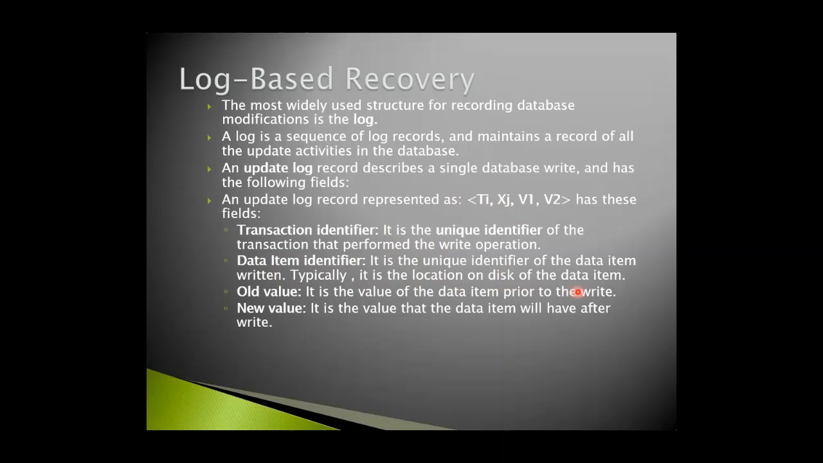It is the unique identifier of the data item written. Typically, it is nothing but the location on disk of the data item. So, where exactly that particular data item is written onto your disk can be easily identified with the help of this field, that is the data item identifier. Third field is V1, that is the old value of that particular data item prior to the write operation. And fourth field is V2, that is called the new value. Like after the modification, what is the new value which is getting stored against that particular data item. So these are the four fields with respect to the update log record.